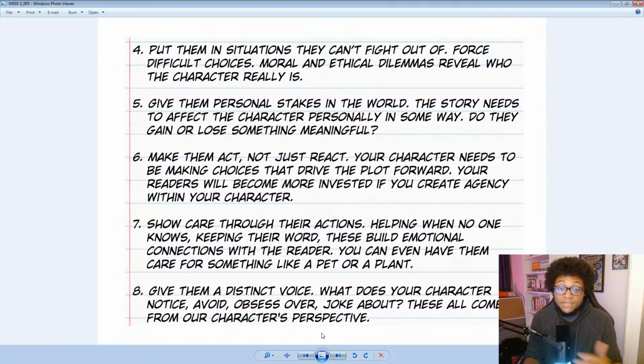Number 8, give them a distinct voice. What does your character notice, avoid, obsess over, joke about? These all come from our character's perspective. So, for instance, what comes to mind right now with One Piece and Luffy is that there are several times where you just see him picking his nose. He wipes his booger on Usopp in several different random panels. They joke about a lot of stuff.